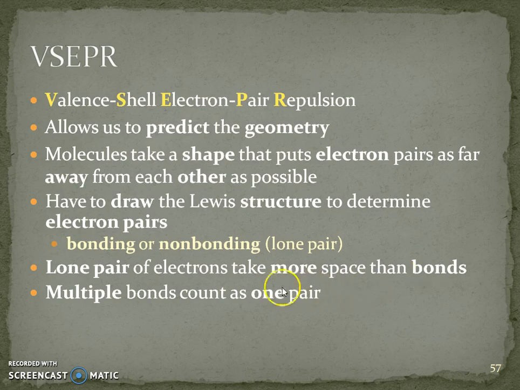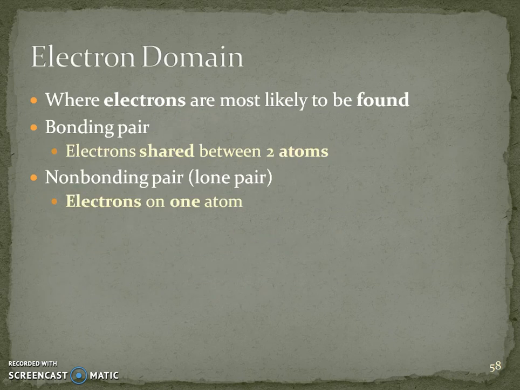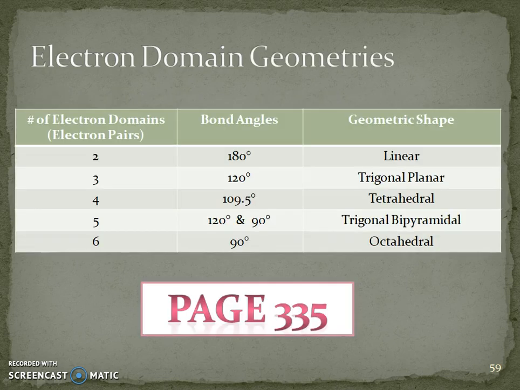And we want to remember that multiple bonds, double and triple bonds, count as one electron domain or one electron pair. So an electron domain is anywhere electrons are most likely to be found. Again, you have your bonding electron domains, single, double, and triple, and you have your non-bonding or lone pairs of electrons. Again, electrons that are on one atom and not being bonded with anybody else.